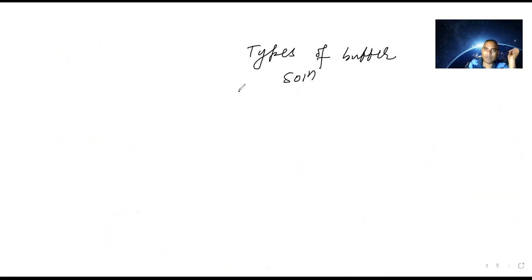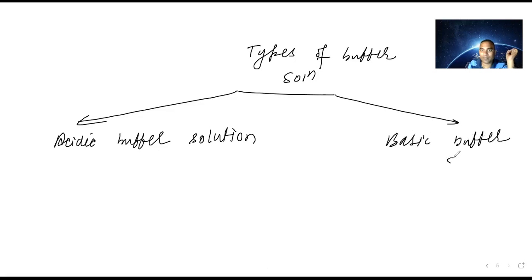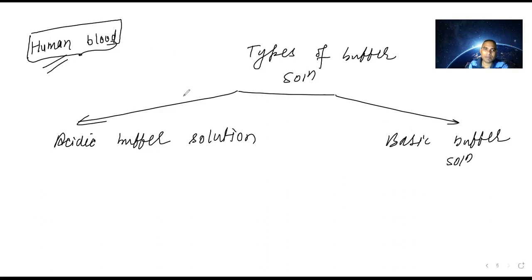If you are talking about the types of buffer solution, two types of buffer solution are there, which are very easy. First one is called the acidic buffer solution. Can you please tell me an example of a buffer solution? Human blood. Whatever amount of acid you eat, the pH of blood has to remain the same. So human blood is the example of a buffer solution.